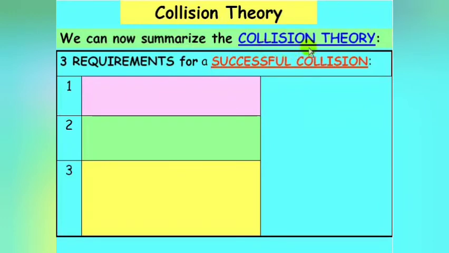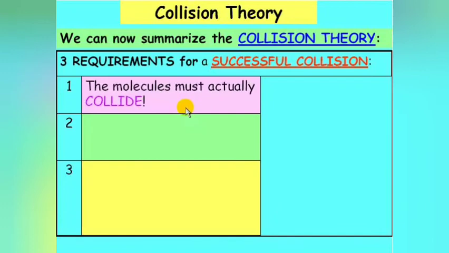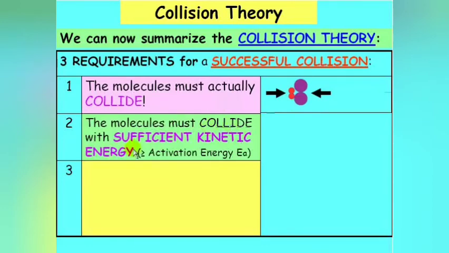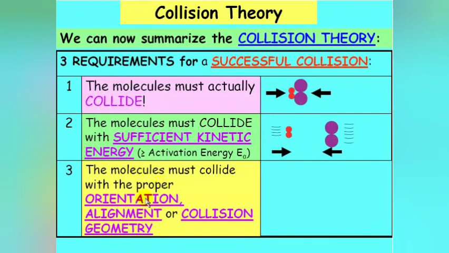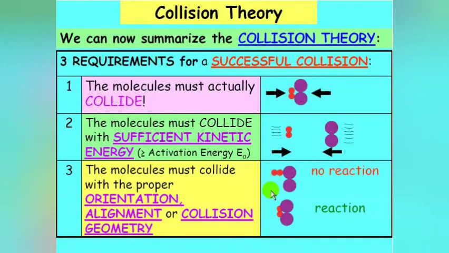So we can now summarize collision theory. The three requirements for a successful collision: The first one is the molecules must actually collide. They can't miss. The second one is they must collide with sufficient kinetic energy, greater than or equal to the activation energy. And the third requirement, they must collide with the proper orientation, alignment, or collision geometry. In that case, there's no reaction because they didn't have the proper collision geometry. In this one, there is a reaction because they did.